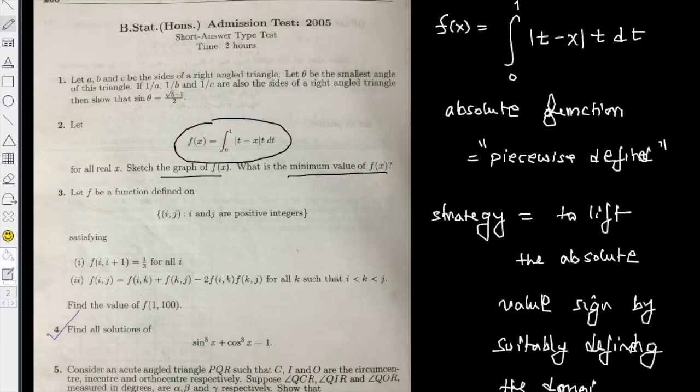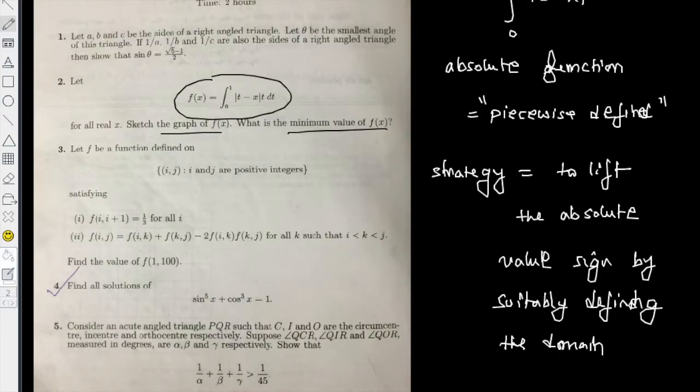And of course, in other types of problems, there could be other strategies of dealing with this. But it's almost always the case that you want to lift the absolute value sign by some operation or other. So in this case, we will do exactly that. We know that t is between 0 and 1. If you look at the upper bound and the lower bound, and observe that the integral is done with respect to t, it's clear that t is between 0 and 1.